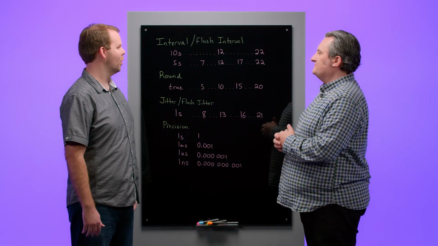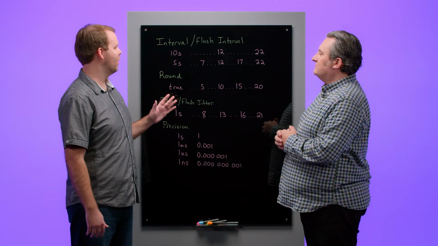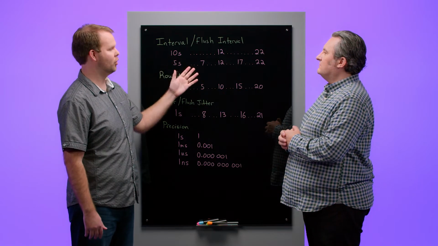So Telegraf has a whole bunch of advanced configuration options. Where do we start? I want to talk today about timing, batches and buffer sizes, and filtering. Let's start with timing. Two of the most important configuration options are interval and flush interval.